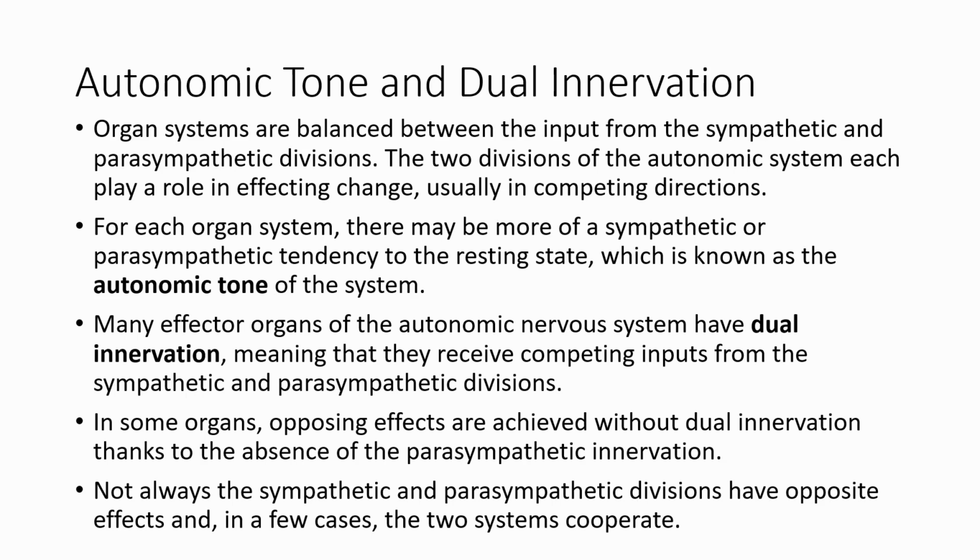Sometimes we get opposing effects without dual innervation because we just have sympathetic innervation. We don't have parasympathetic innervation. We'll see that in a table in just a second. And sometimes they don't have opposite effects. Sometimes they actually will cooperate. But in general, if you were to say generally that the sympathetic and parasympathetic divisions are opposite of each other, I would understand that.